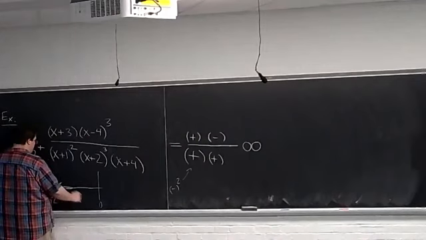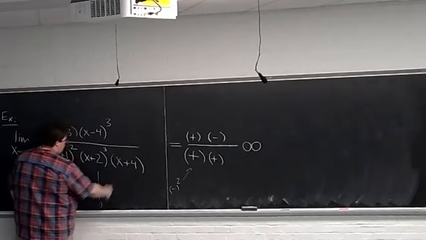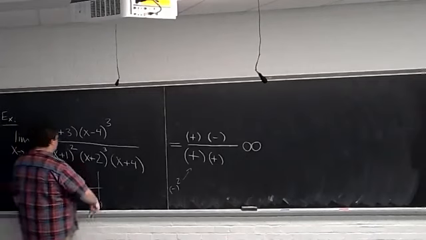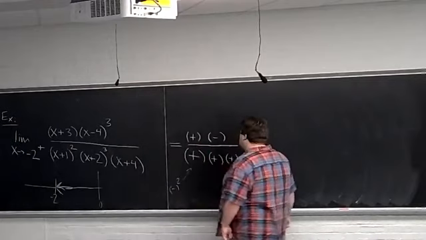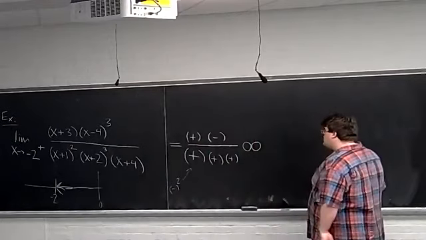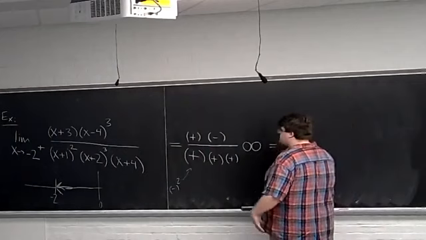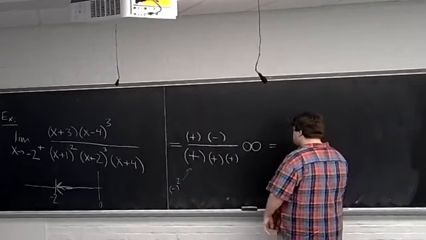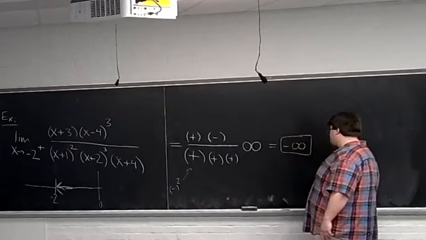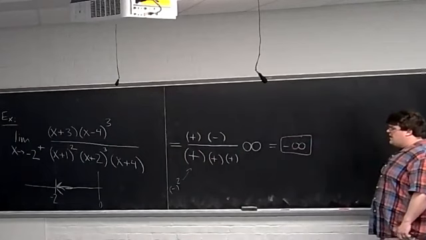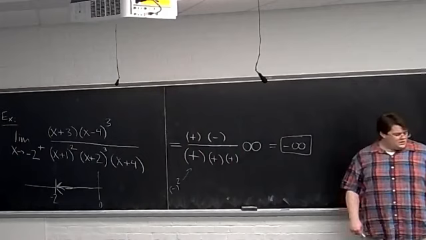Take numbers on the right of -2, add 4. Well, it's going to push you even more positive. So here we have one negative sign, and you have negative times positive times positive times positive times positive. It gives you a negative infinity. Any questions about that one?